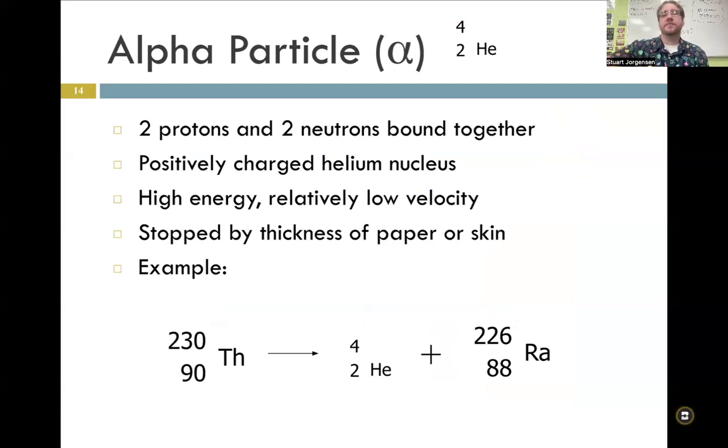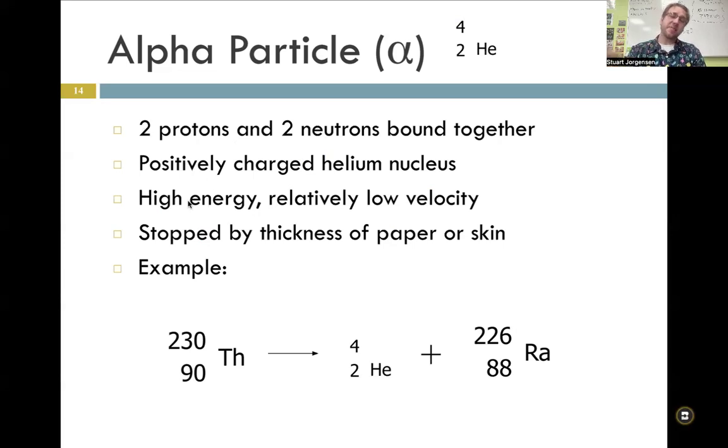An alpha particle gets this little Greek symbol alpha. And again, chemically, it is He 4/2. It is 2 protons and 2 neutrons chemically bound together. So we got our big heavy atom, takes 2 protons, 2 neutrons, spits it out, and now our atom is smaller. Our nuclide is a smaller particle, and it is more easily held together. It is a positively charged helium nucleus.